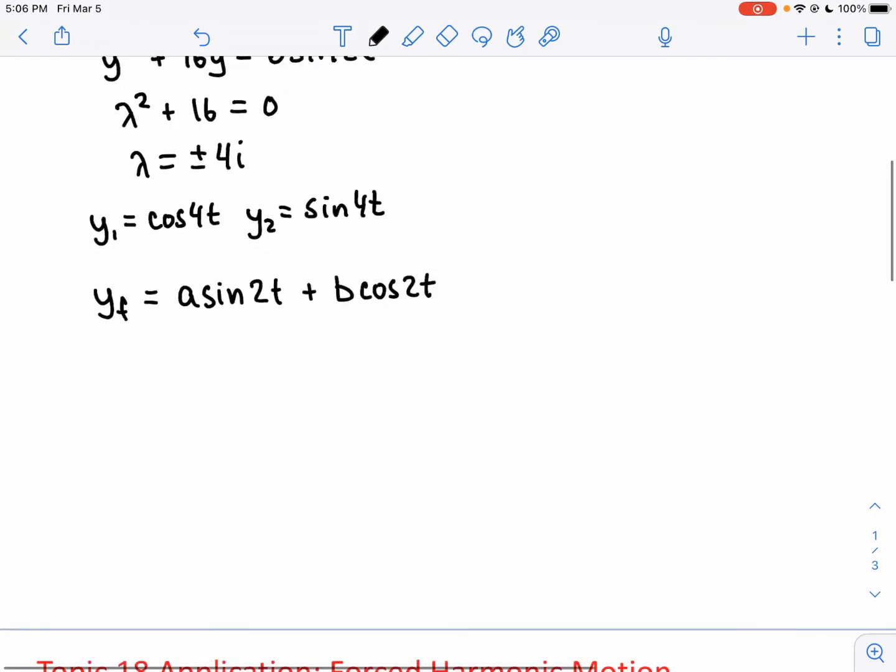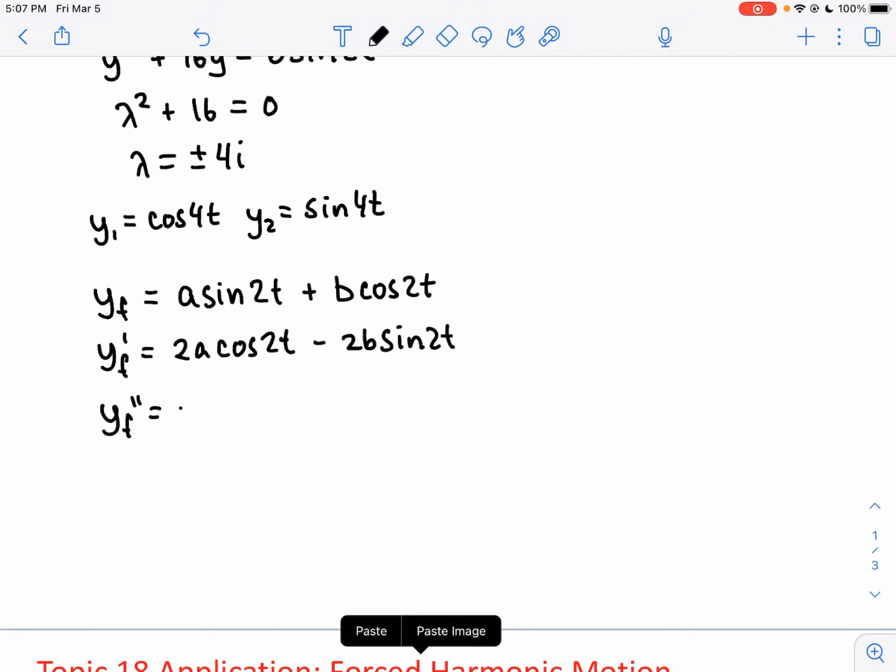So I'll have to do a couple derivatives here. So y sub f prime. The first derivative is going to be, using the chain rule, 2a cosine 2t, and then minus 2b sine 2t. And then the second derivative, y double prime, chain rule applies again. We're going to get negative 4a sine 2t, and then minus 4b cosine 2t.